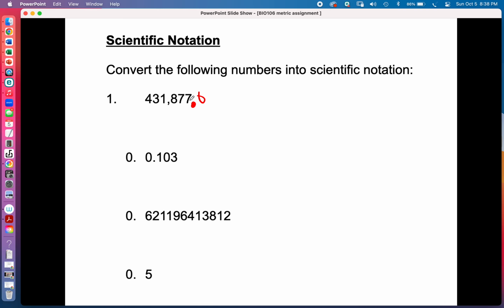And we could write it again as 43187.7 times 10 to the 1, because we moved it over 1 unit. And we can move it over 2, that'd be 2, 3, 4, 5. So this should be 4.31877. The number is not going to change, just the positional value, times 10 to the 5th. And we could get that doing that like by this also.